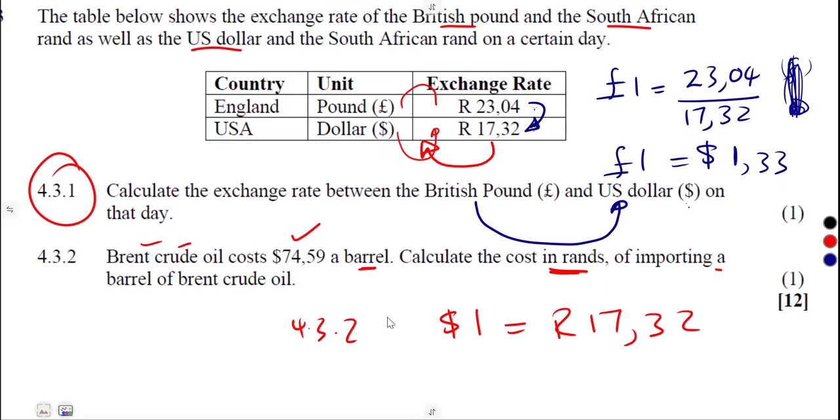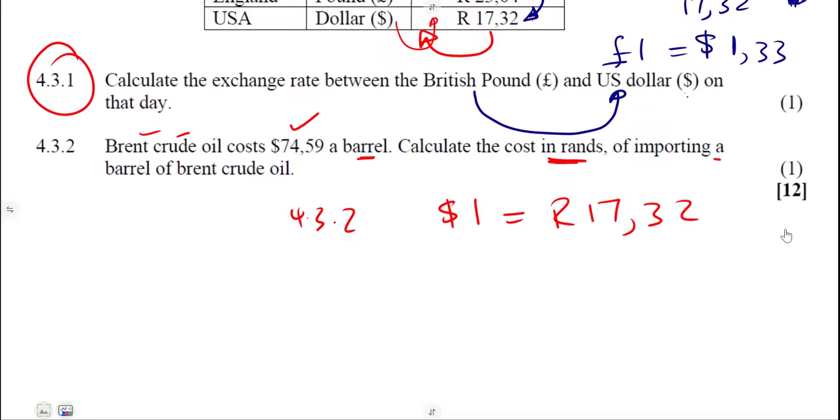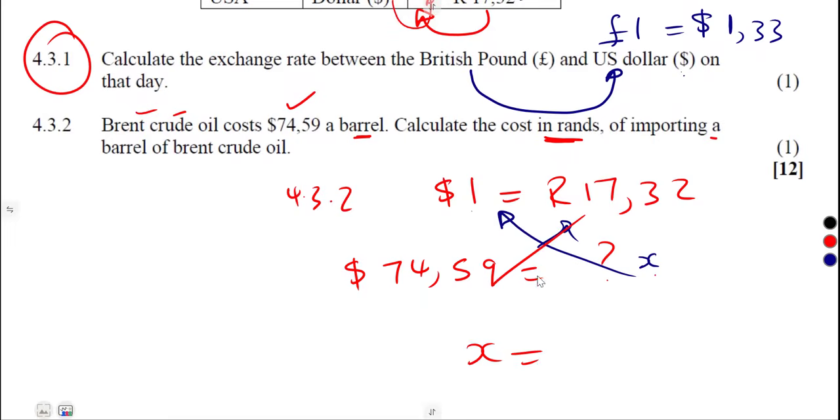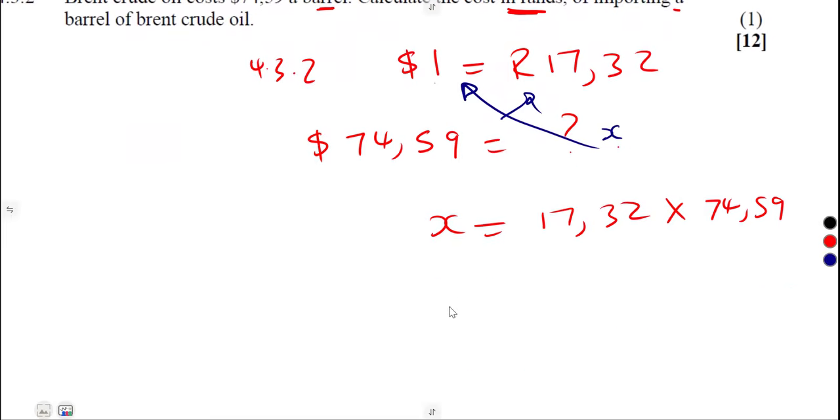17.32 rand. So what about 74.59? What is the equivalent? It's going to be more. So when it is more, guys, we're going to simply divide this one over 1 times this, or you can use that cross multiplication that we used to have. So it's going to be 1 times x, which is x, is equal to, you multiply these two, 17.32 times 74.59. This is a direct proportion. So you just have to multiply the two.